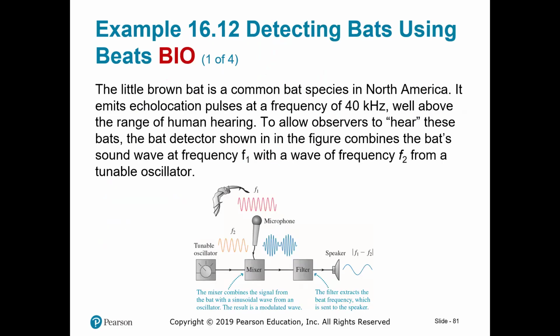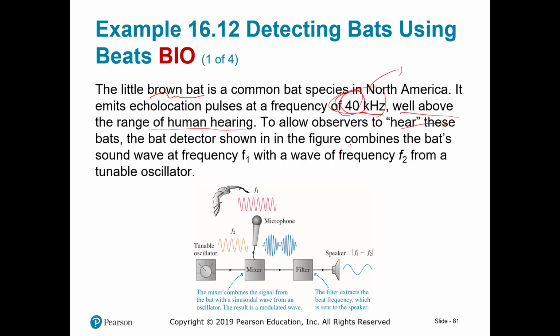Another example: humans have a range of hearing. But some bats, like the brown bat, which is common in North America, emit sound at a frequency of 40 kilohertz, which is really high, above the range of human hearing. To hear this sound, you don't need to hear it directly. You cannot hear it, so you have to generate another beat frequency, which is close to 40 kHz.